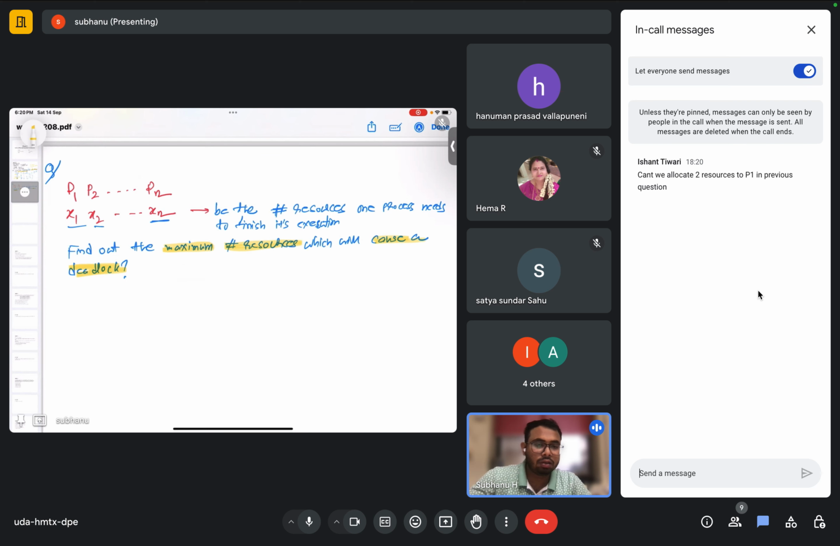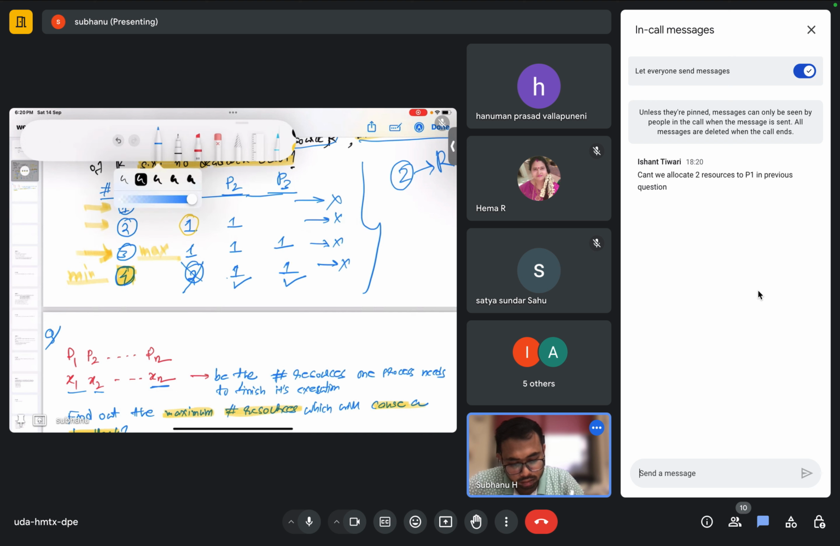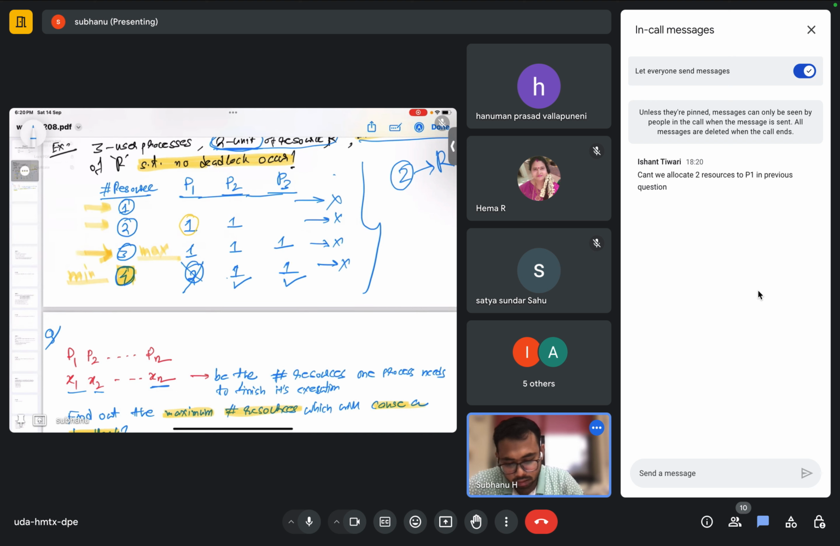Can we allocate two resources to P1 in the previous question? Yes, you are saying that you will allocate two resources to P1, then it will execute, then P2 will execute and finish, then P3 will come into the picture. This was your question, right? So this you can do.